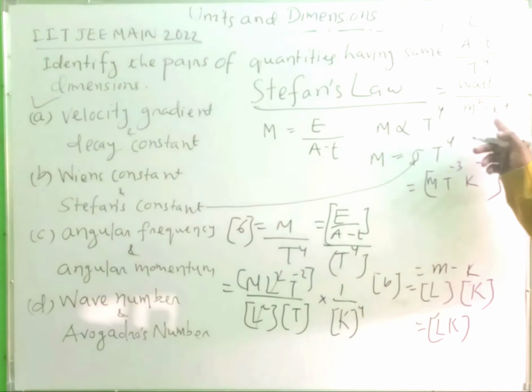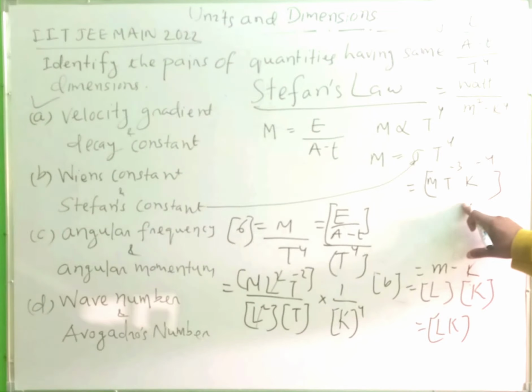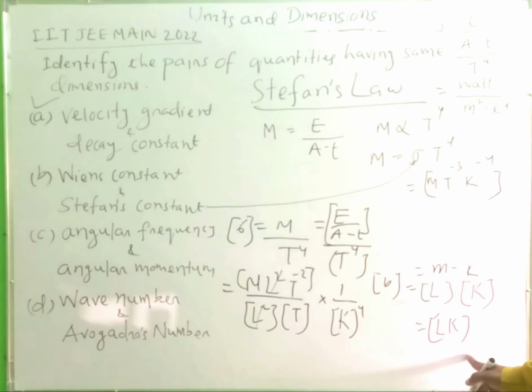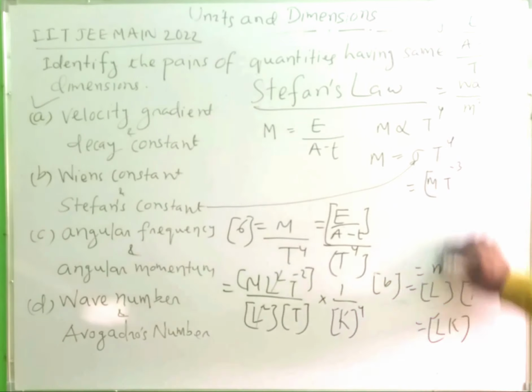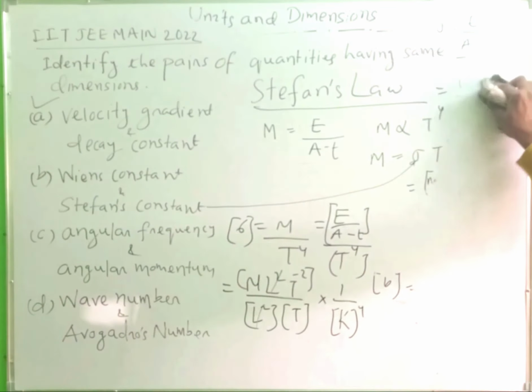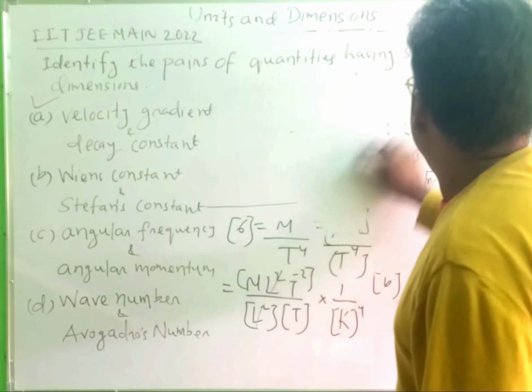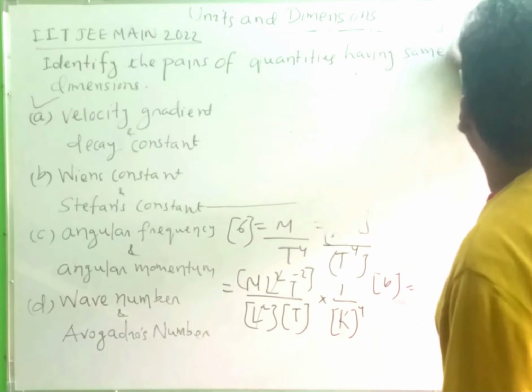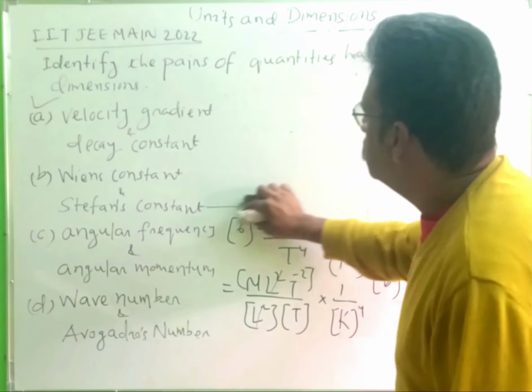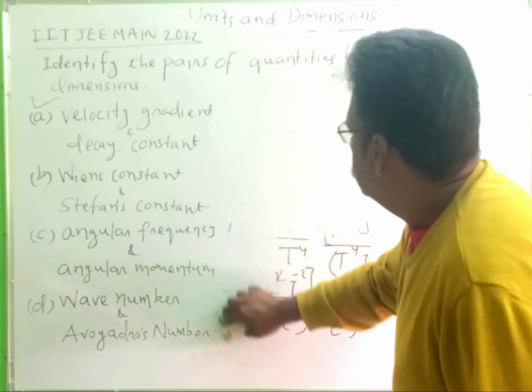Okay student, this is the SI unit, and this is the dimensional formula for sigma, Stefan's constant, and this is the dimensional formula for Wien's constant. So we see both of them are different and they are not the same. So option B is not correct according to the question. Next, let us examine option C.